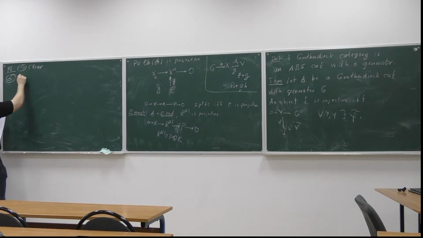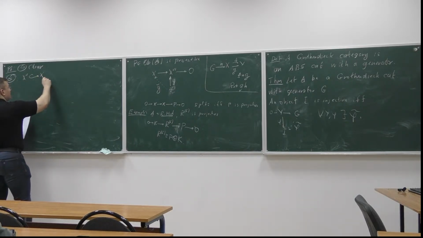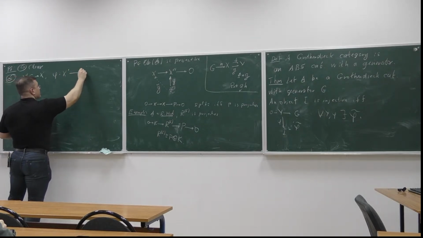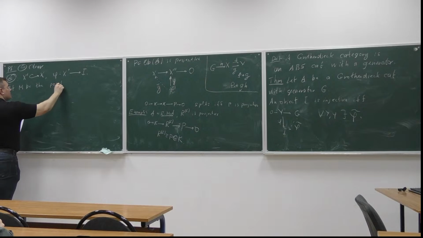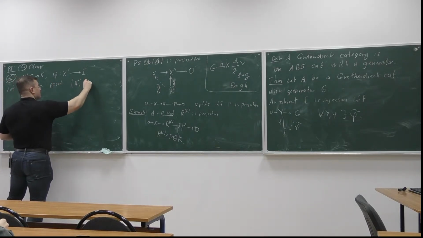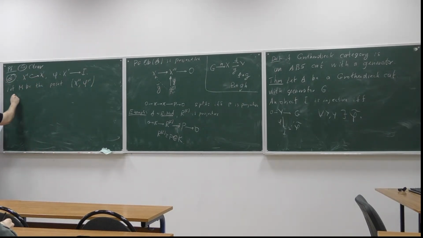So let me take a subobject X prime in the X, and phi will be a map from X prime to the object I. I want to show that there is an extension. So let M be the poset of all possible extensions, X double prime and phi double prime, where X prime is a subobject of X double prime. Suppose I already have an extension, and then this extension forms a commutative triangle. What is poset? Partially ordered set. Right, so this is not empty because we already have at least one element, X prime and the map phi.